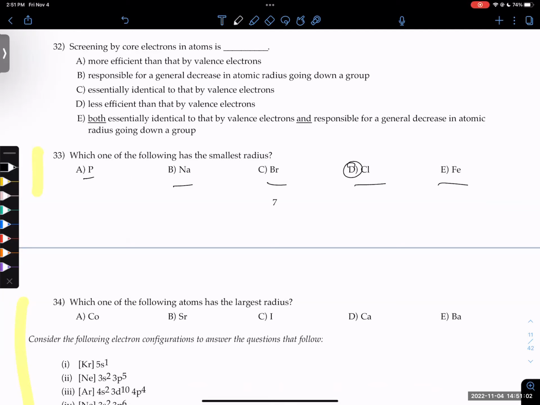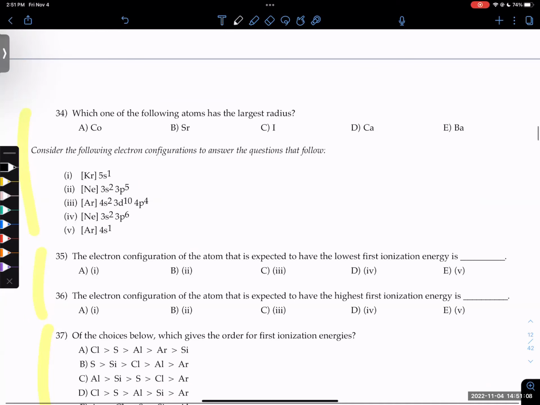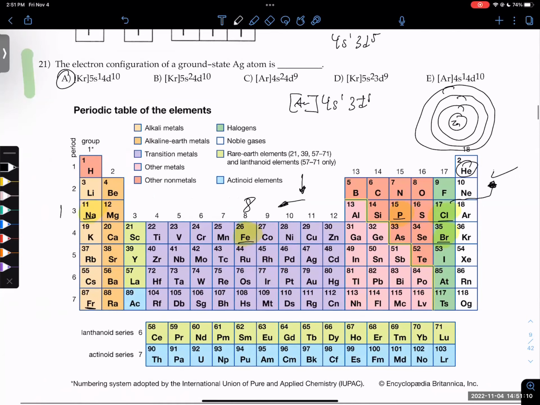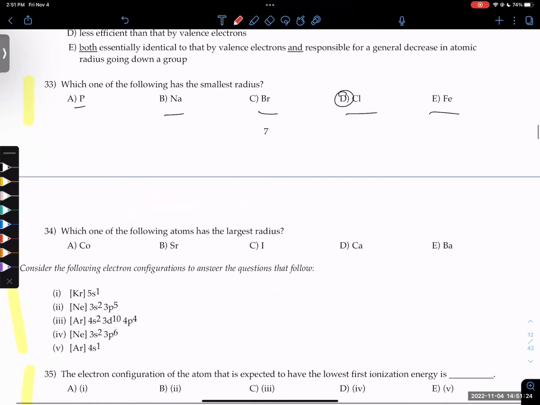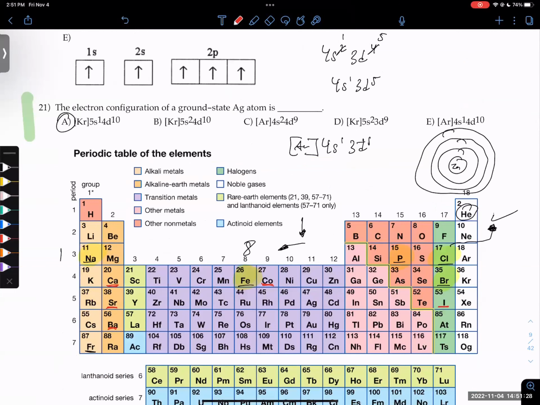All right, 34. Which of the following atoms has the largest radius? And your options are cobalt, strontium, iodine, calcium, barium. So, calcium, barium. Cobalt, barium. Strontium, barium. Iodine, calcium. Pretty low. So that's pretty low. Is that the right ones? Calcium, barium, yeah. All right. The ones underlined are your options.